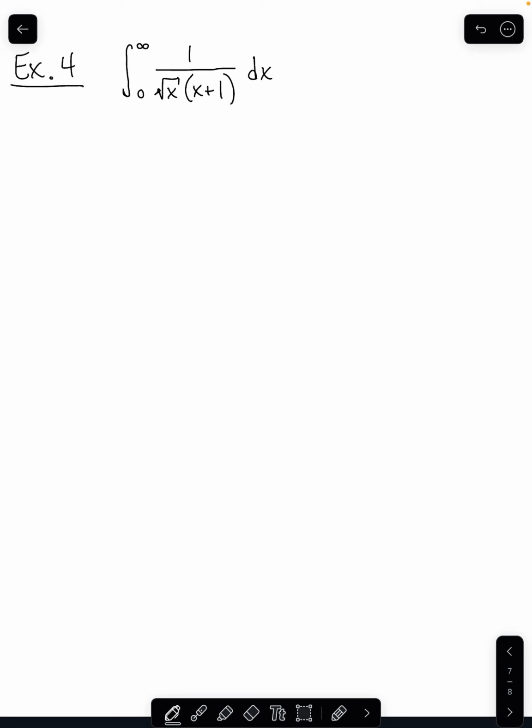It doesn't matter where. We could split it at 10 or 100 or at 12.6 if we chose, but we might as well choose a value that's easy to work with, such as 1. So we can integrate this from 0 to 1, which will allow us to deal with the lower limit of integration as our improper limit. And then separately from 1 to infinity, which will allow us to deal with the infinity as our improper limit.